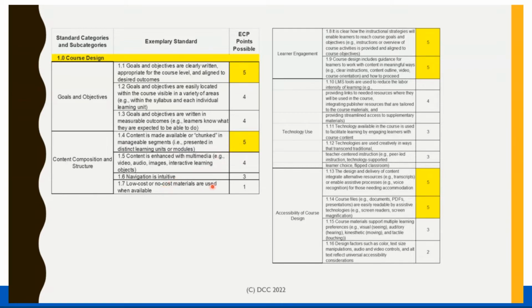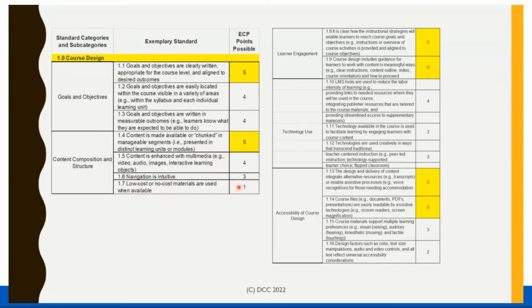And as an example of something that's not, 1.7, low cost or no cost materials for use when available. That's a 1 point standard. It sounds like they're giving it a low value, but they, being Blackboard and Anthology, know that's not always available to you. Sometimes you have to use store-bought materials. But if you can, it's definitely worth a point.